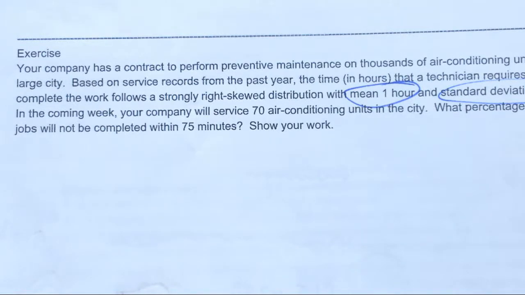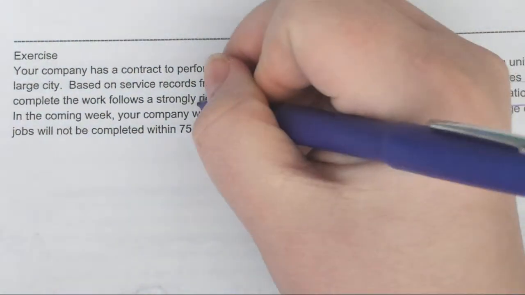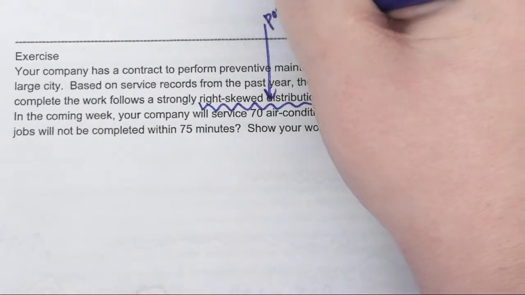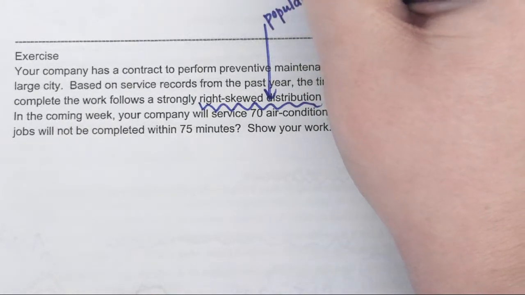But before we even make the curve, why can we make the curve? Does it say it's normal? Did it say it was approximately normal? Anywhere in that problem did it say that we had a normal distribution? No. In fact, sadly, our population is right skewed. So we're already at a loss.